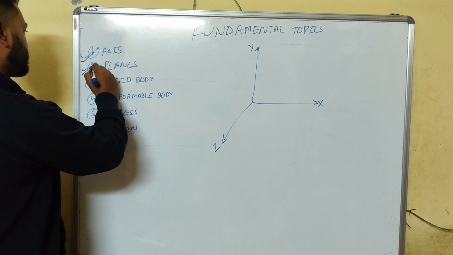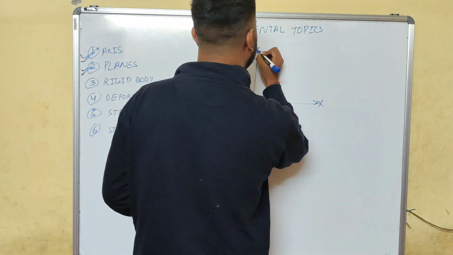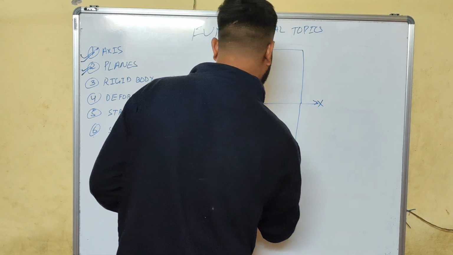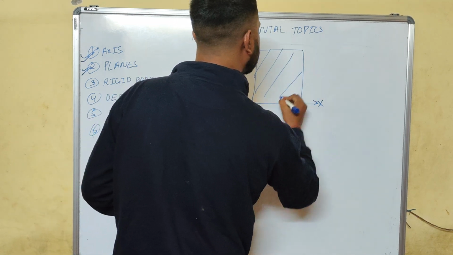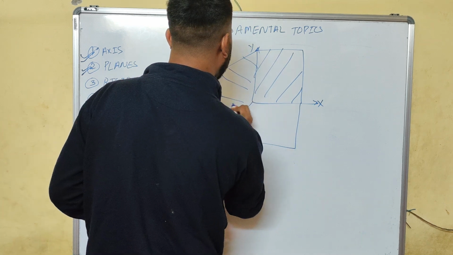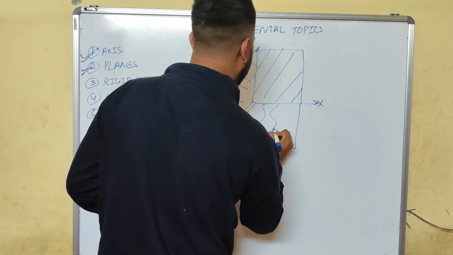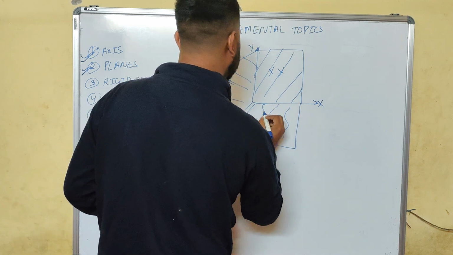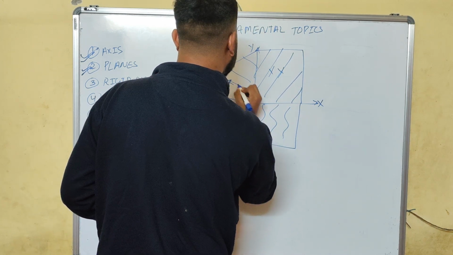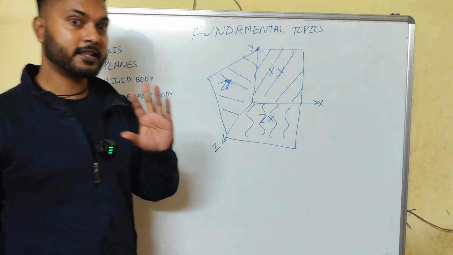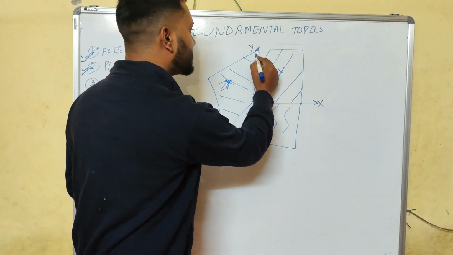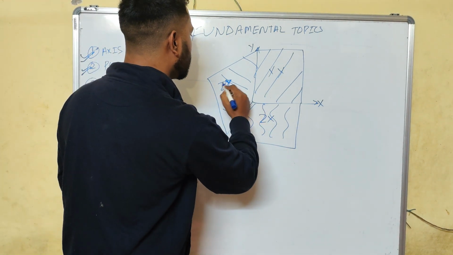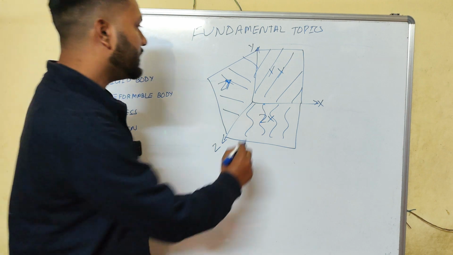Now come to the plane. So we have three planes as well. This is the plane basically. XY, ZX, ZY. So we have the three planes. Basically, this is the XY plane, this is the YZ plane, and this is the ZX plane.